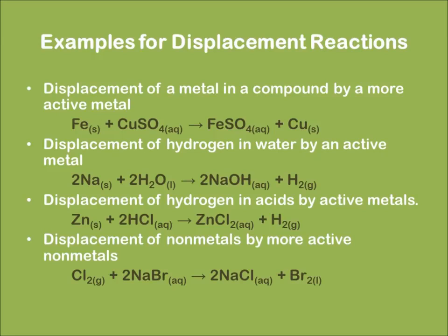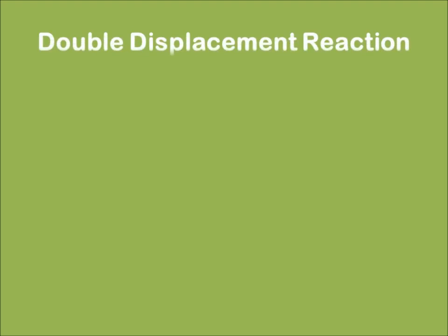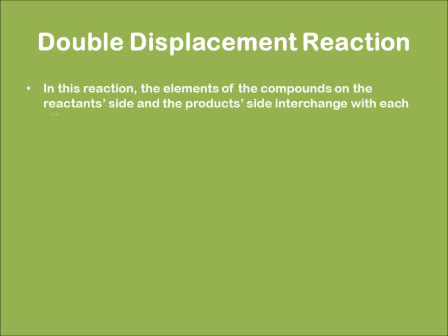Now, let's move on to double displacement reactions. In this reaction, what actually happens is the elements of the compounds on the reactant side and the product side get interchanged with each other.